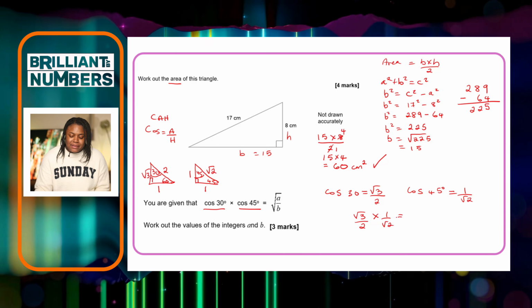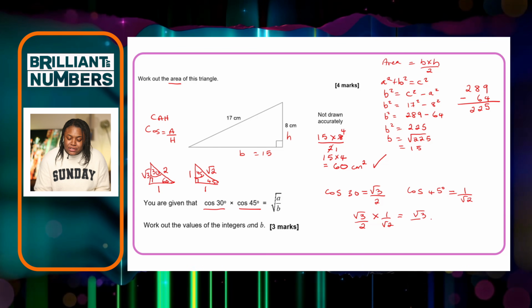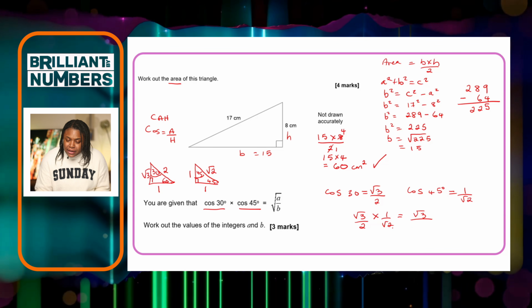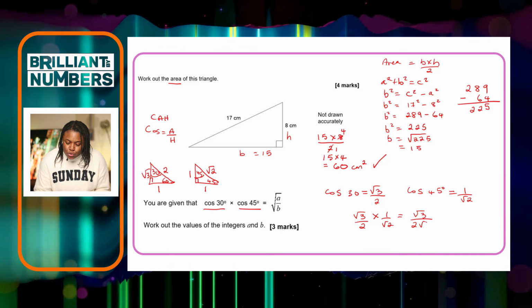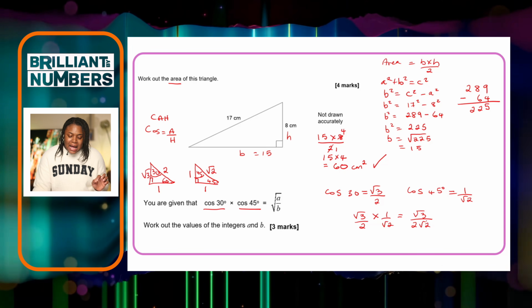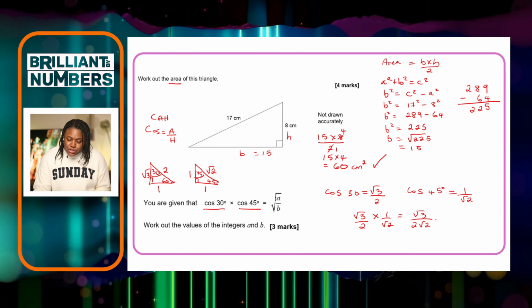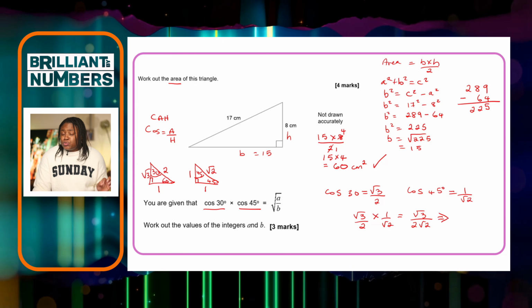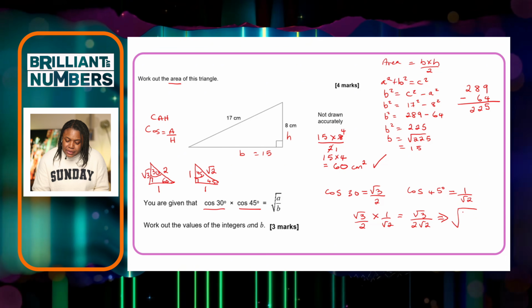So let's multiply them now. Root 3 times 1 is root 3, and 2 times root 2 is 2 root 2. So now we need to put it in the form A over B. So if I'm going to do that, just write that. Notice I don't put 2 equal signs in my sum. The root here is 3.